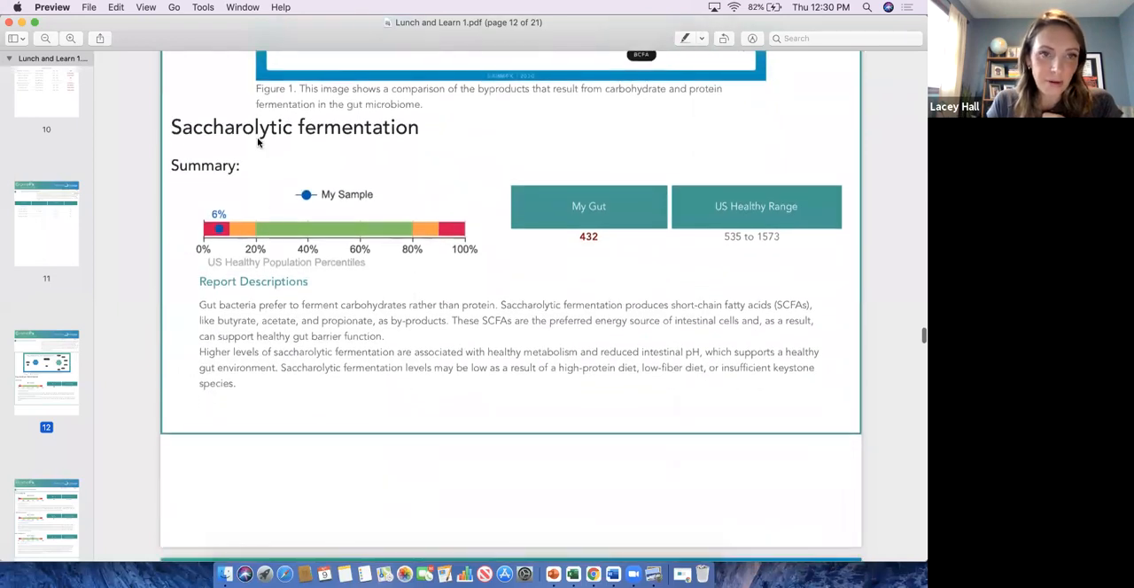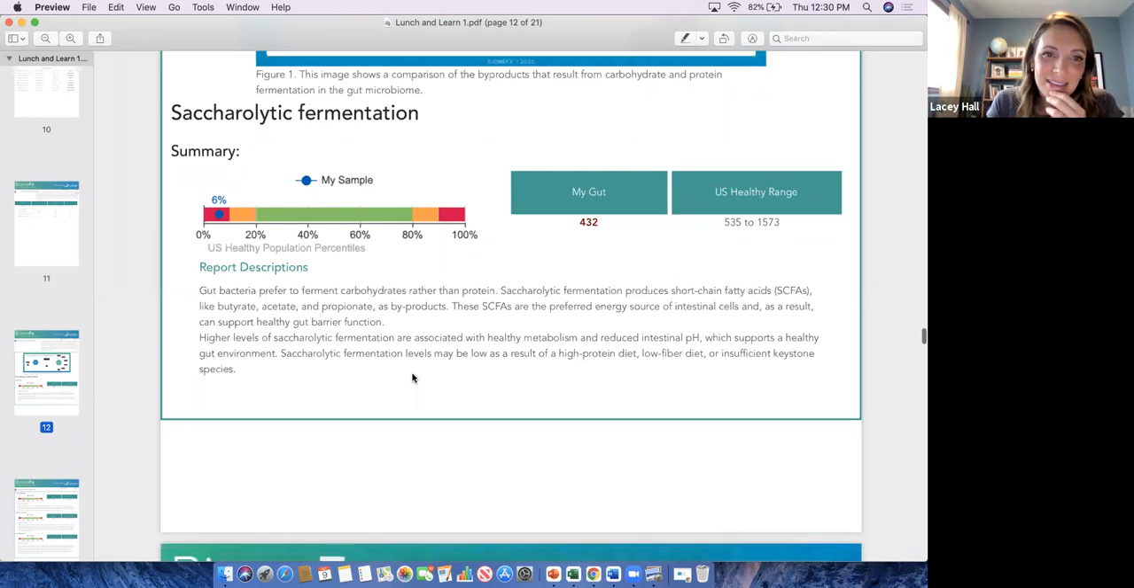So when it comes to saccharolytic fermentation, this is the same as just saying, how well are you fermenting carbohydrates to create short chain fatty acids? That's the only question it's asking. We don't have a lot of bacteria present that are creating short chain fatty acids. So we'd probably make the clinical educated guess to say, probably not doing so hot. And in fact, that's the case.